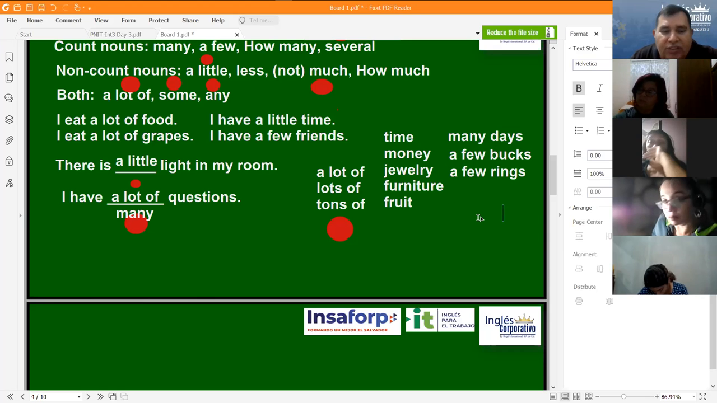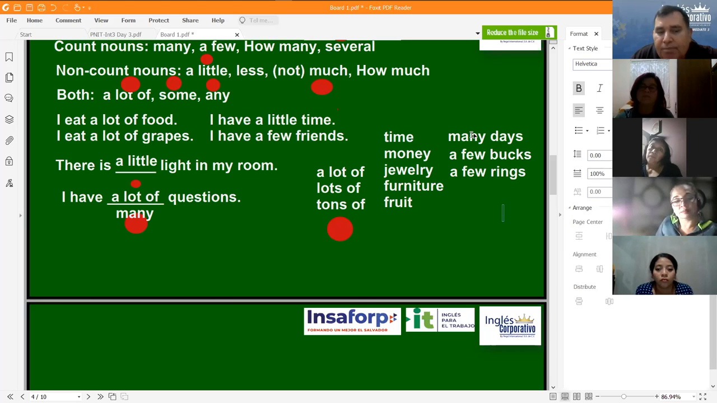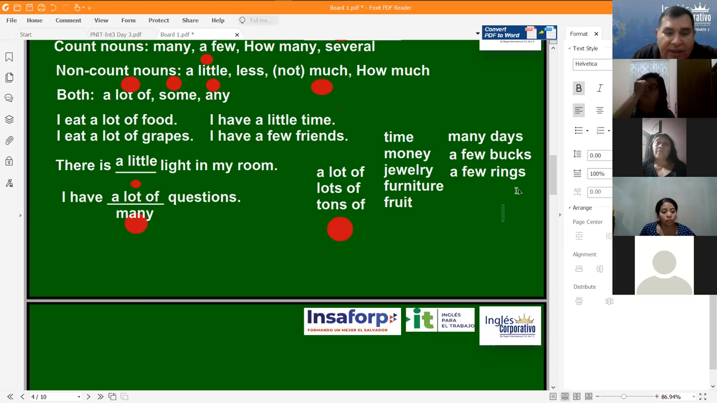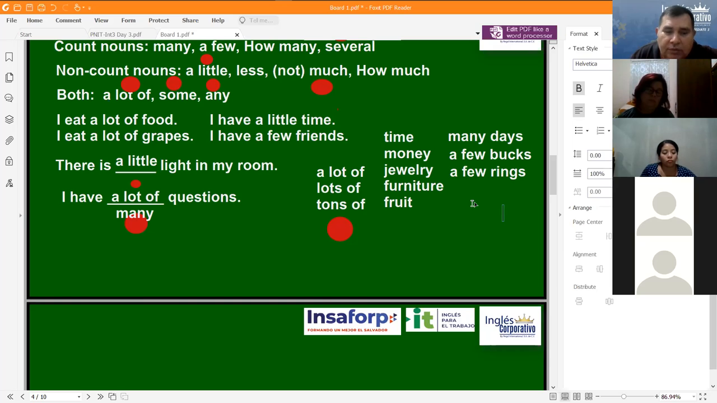When you use the word money, you have to say a little money, a little time, a little jewelry, a little furniture, and a little fruit, but when you use the things that are inside them, like days, hours, months, you use a few months, a few days, a few years. Money, a little money, a few dollars, a few coins, a few bills, etc. Jewelry is also a little jewelry, but a few rings, a few watches, a few necklaces, a few bracelets. Furniture, the same. A little furniture, but a few sofas, a few chairs, a few tables, okay? Because that is furniture, okay? Fruit, a little fruit. I eat a little fruit. A few apples, a few bananas, a few oranges, a few, etc. So you use them in this way.